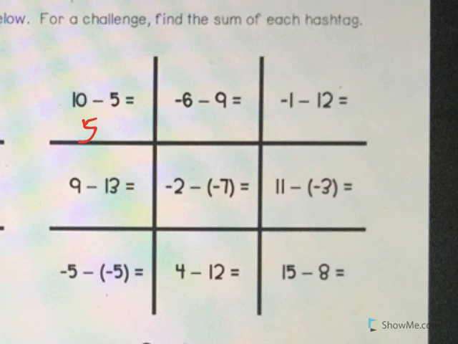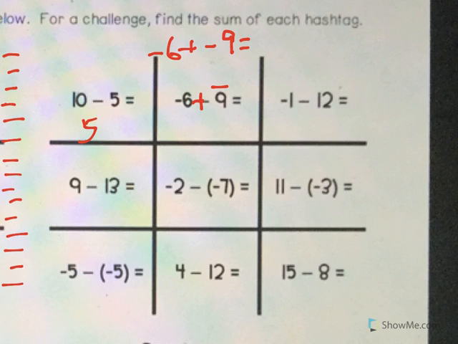Okay, here we go. For the next one, we talked about this, right? I always like to change the minus to plus and then add a negative sign to the second integer. So it would look like this. Negative 6 plus negative 9. Well, I could do that. I have 6 negatives, 1, 2, 3, 4, 5, 6. And then I have 9 negatives, 1, 2, 3, 4, 5, 6, 7, 8, 9. That's 15 negatives. Okay, that wasn't so bad.